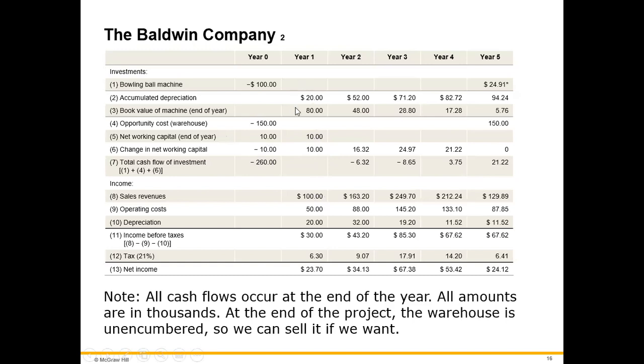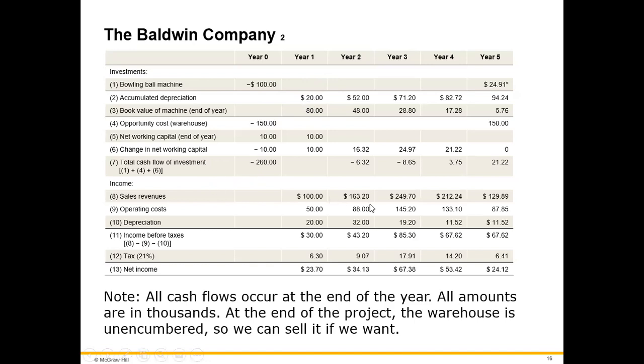Up above is how much depreciation would be accumulated each year. So after year 1, we just recorded 20,000 of depreciation. So at the end of year 1, accumulated, or the total amount of depreciation taken so far, is 20,000. The book value of the machine would be the cost minus the balance in accumulated depreciation. And that's how you calculate it each year.